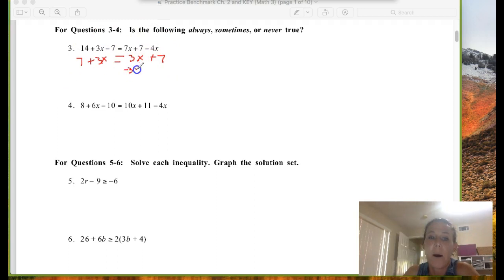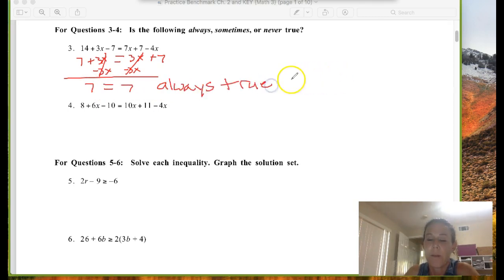Let's go ahead and drop off the 3x's. Subtract 3x's from both sides. I'm going to have 7 equals 7. When is this true? It's always true. Okay, and your solution would be all real numbers. Any value for x is going to make that work.